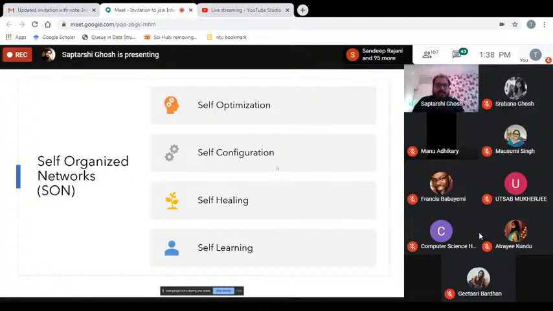Now, these three were initially given in 5G. In 6G, although it's now a research point of view, it's a new term. We don't call it 6G, we call it 5G and beyond, because you don't know if it's 5.5 or 6. 6G or 5.5G is going to get a new feature called self-learning. So here you are converging machine learning or deep learning features with the existing network.